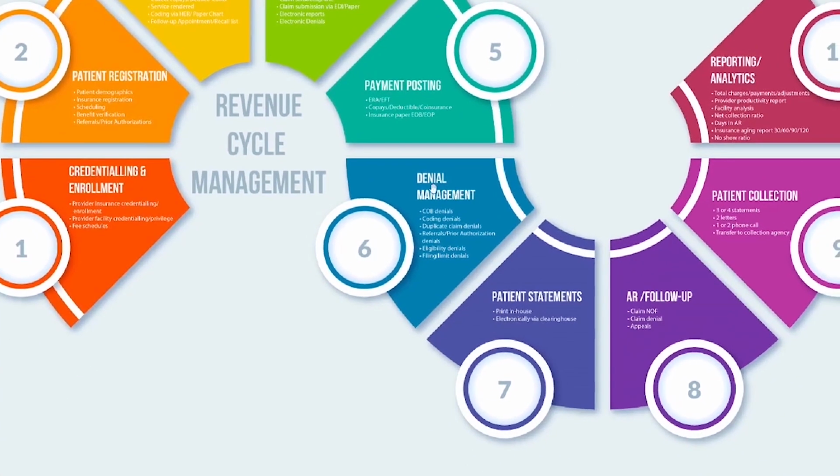Followed by block number 6, which I refer to as denial management. Of course, not every single claim is going to get paid. There are some claims that are going to get denied, so they have to be managed. That's block number 6. And we break it down by different segments of that block. There are some sorts of denials, for example, eligibility denials, COB (coordination of benefits) denials, coding denials, duplicate denials, filing limit denials, and so forth.